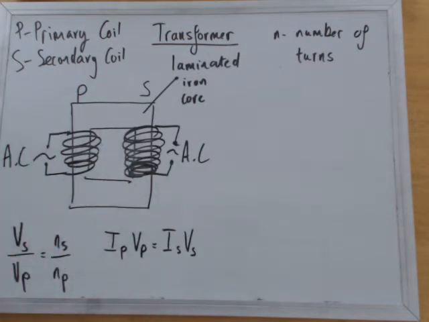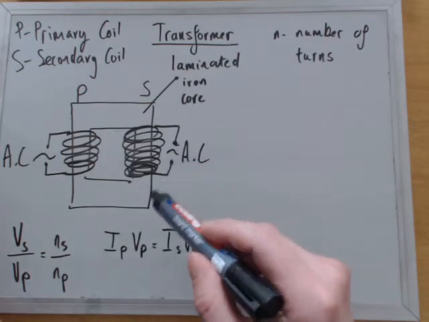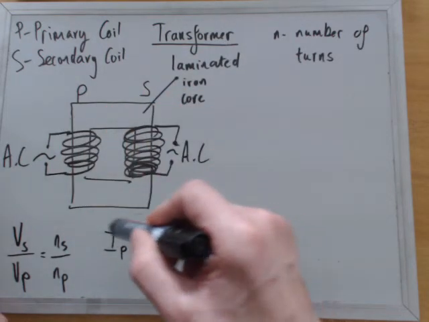Now, laminated means there are strips of iron with glue in between. The glue acts as an insulator to help prevent lots of eddy currents, which make it inefficient. Eddy currents are produced with changing magnetic fields, so we don't want little mini eddy currents in there. We want it to be as efficient as possible. And the laminated iron core also helps contain the magnetic field.